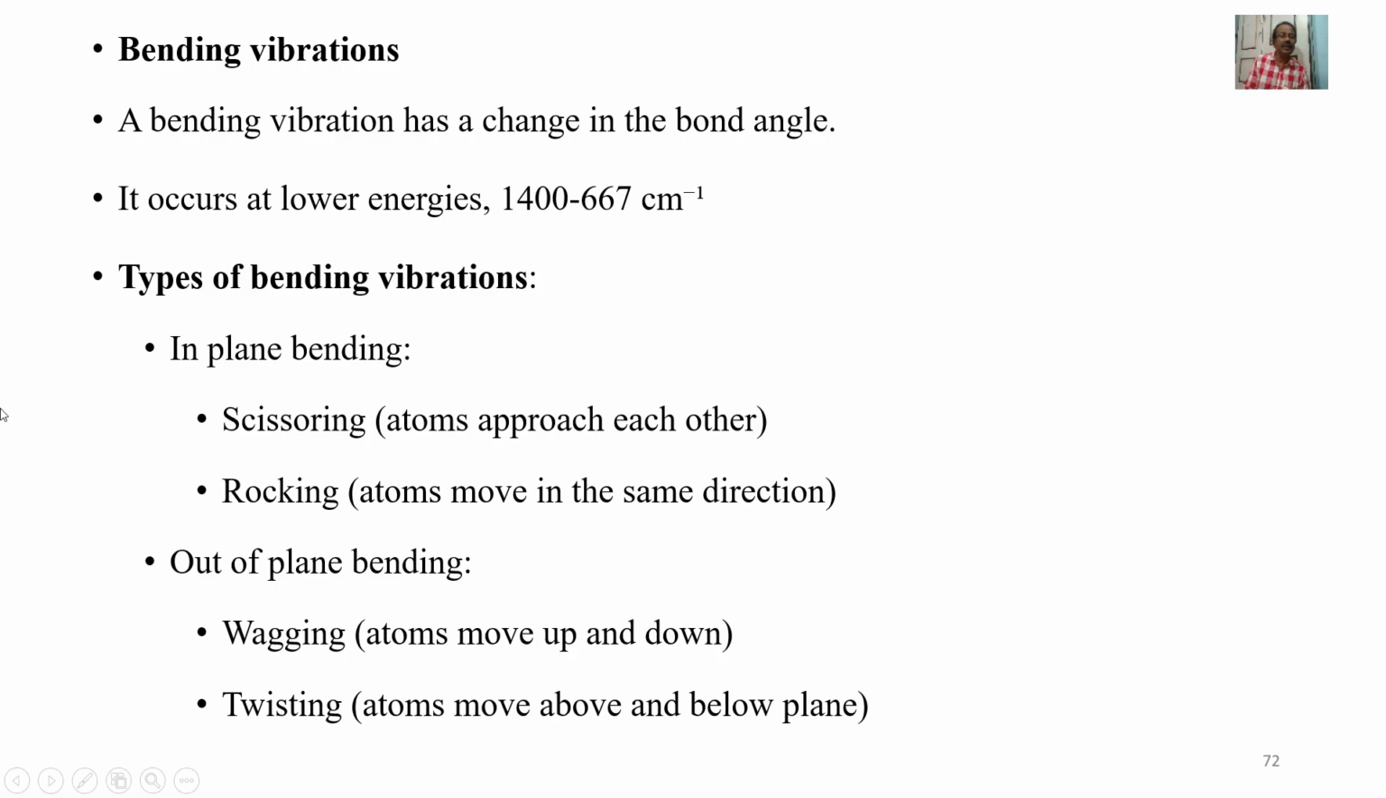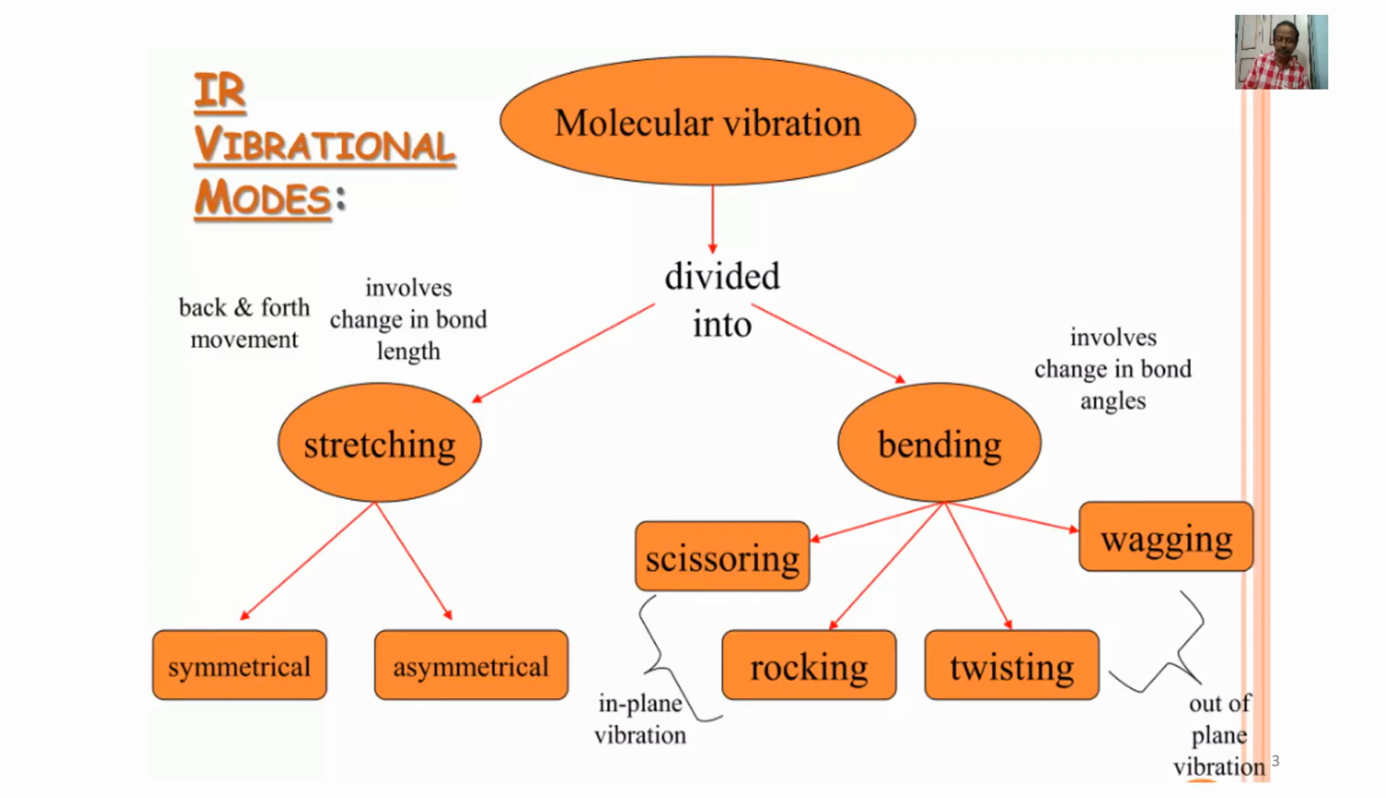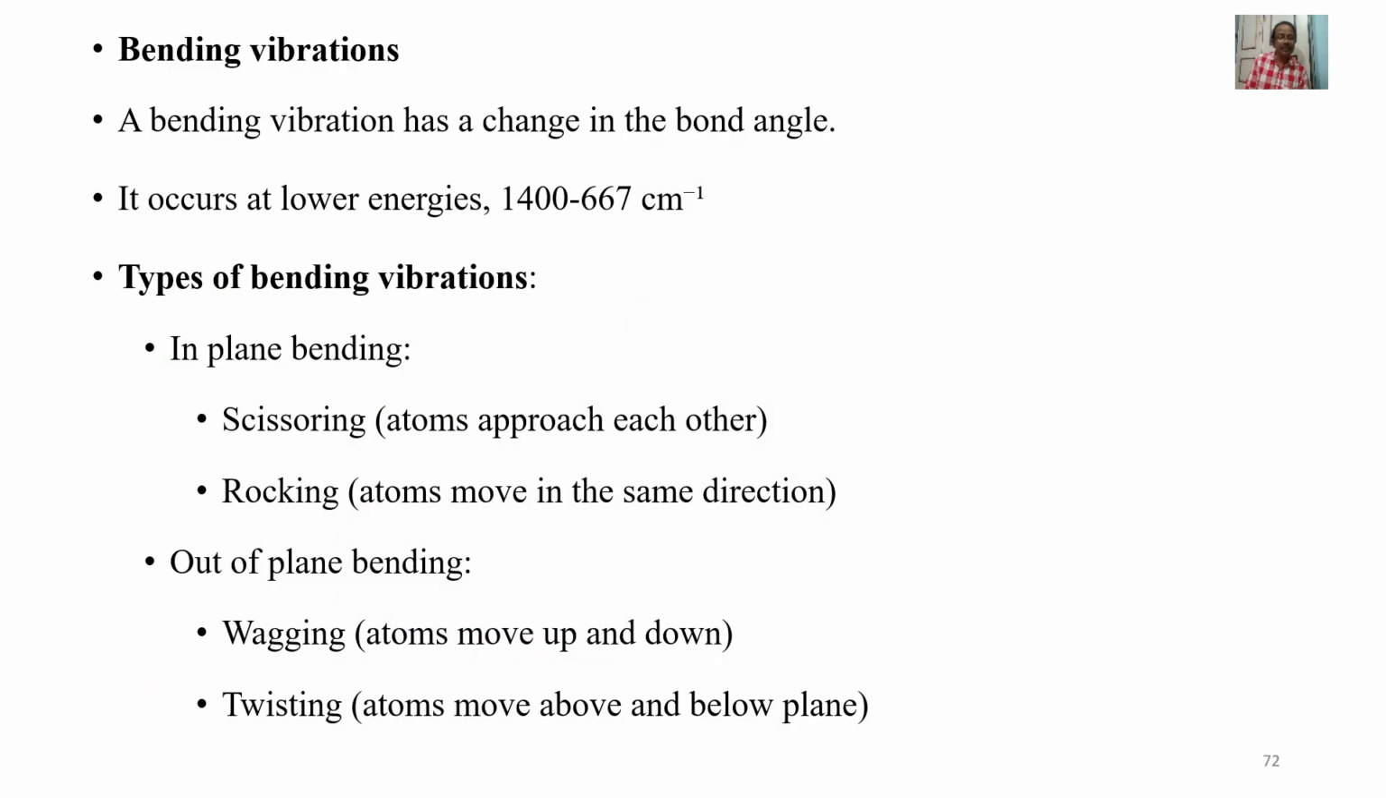In-plane bending, again we have two types, scissoring and rocking. Scissoring bending is atoms approach each other. Rocking bending vibration is atoms move in the same direction. Out-of-plane bending: wagging, that is, wagging bending vibration is atoms move up and down. Twisting bending vibration is atoms move above and below the plane.